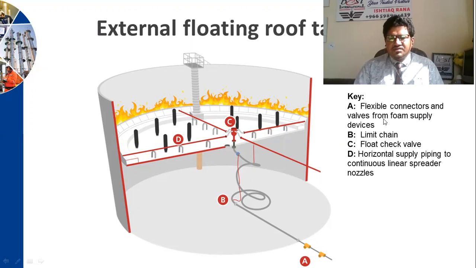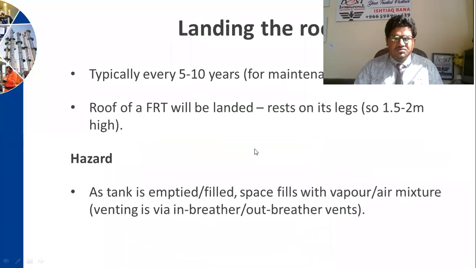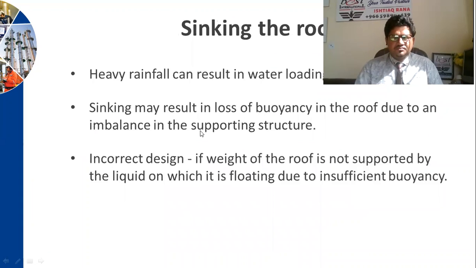Now, flexible connectors and valves from foam supply devices, limit chain, float check valve, horizontal supply piping, and continuous linear separator nozzles must be there. Typically every 5 to 10 years, the roof is landed for maintenance. The roof of the EFRT will be landed, resting on legs 1.5 to 2 meters high. Hazard: a tank is emptied, then filled, and the space is filled with a vapor-air mixture. Venting is there, with vacuum and pressure vents as well.